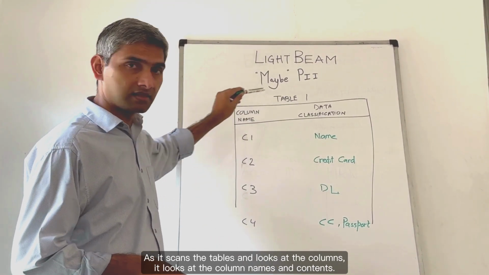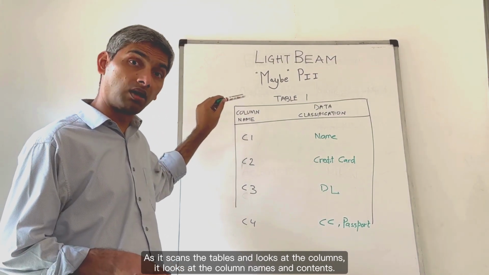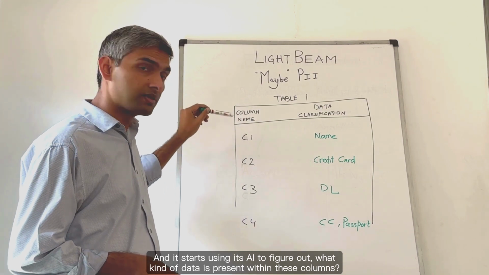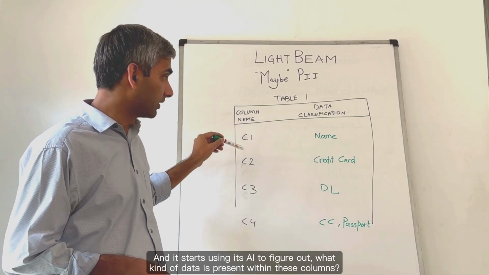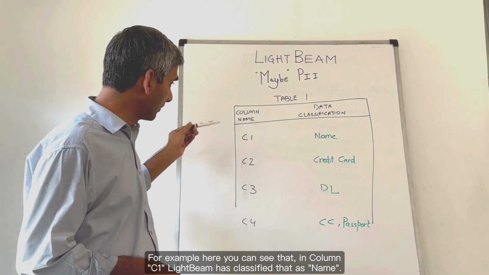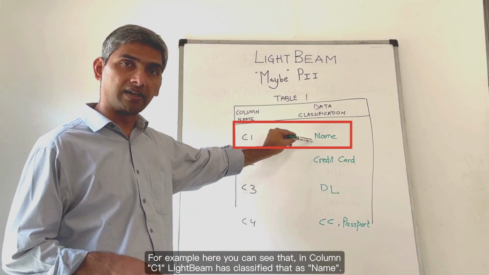And as it scans the tables and looks at the columns, it looks at the column names, and it also looks at the column contents, what's the content within those columns. And it starts using its AI/ML to figure out what kind of data is present within these columns. So for example, here you can see that in column C1, LightBeam has classified that as name.